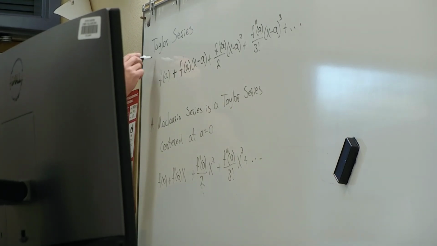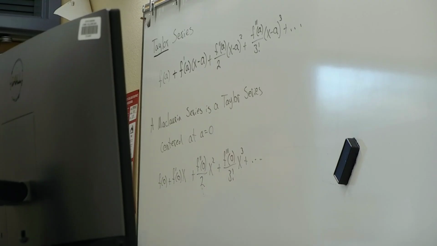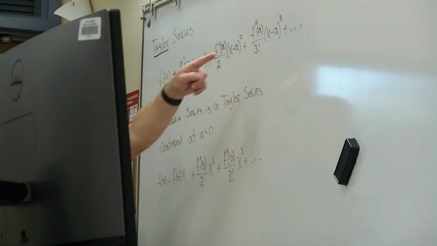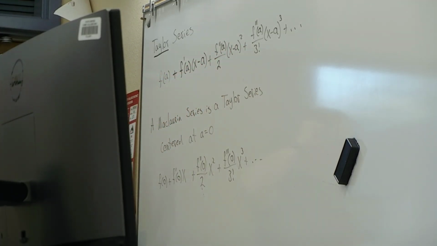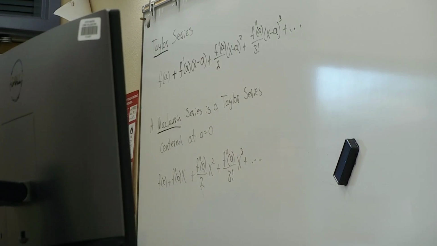Now, these are centered at a. So that's your center. A special case of a Taylor series is one that is centered at 0. And I don't know why, but this guy got his name on it. A Maclaurin series is a Taylor series centered at 0. Okay? And we tend to look at those the most.